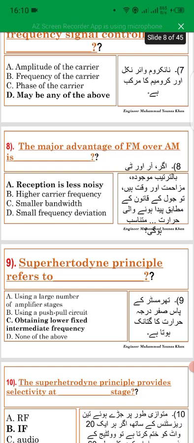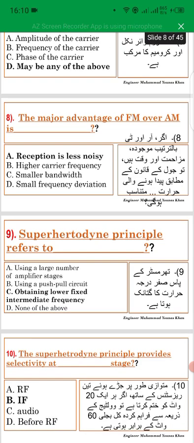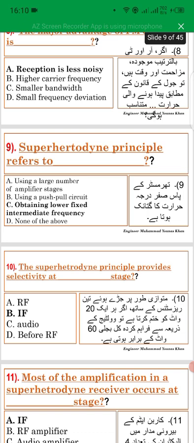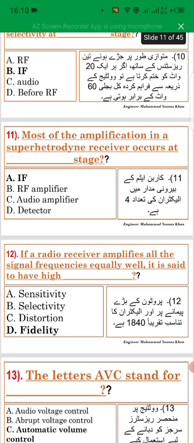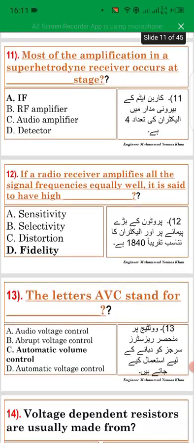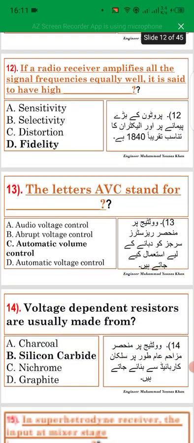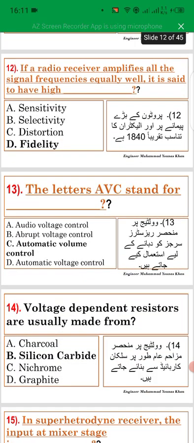The major advantage of FM over AM is that reception is less noisy. The superheterodyne principle refers to obtaining a lower fixed intermediate frequency. The superheterodyne principle provides selectivity at the IF stage. Most of the amplification in a superheterodyne receiver occurs at the IF stage. If a radio receiver amplifies all the signal frequencies equally, it is said to have high fidelity.